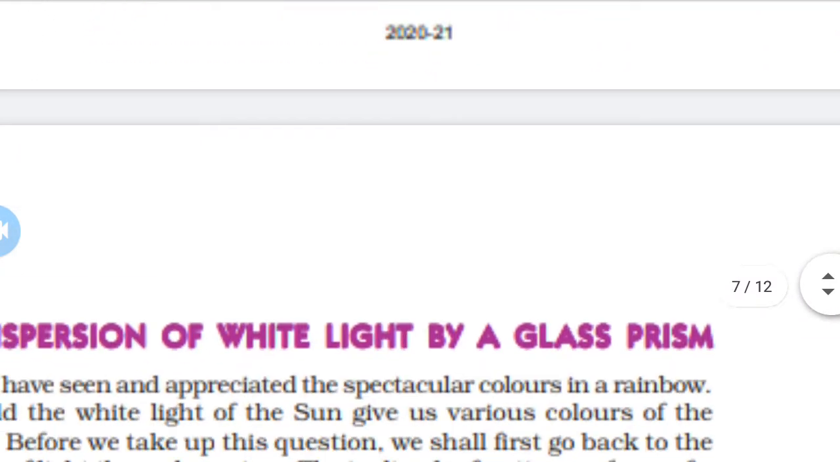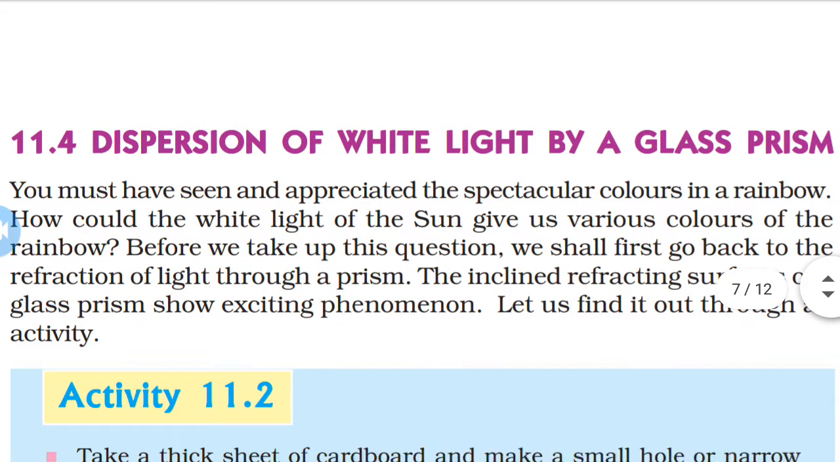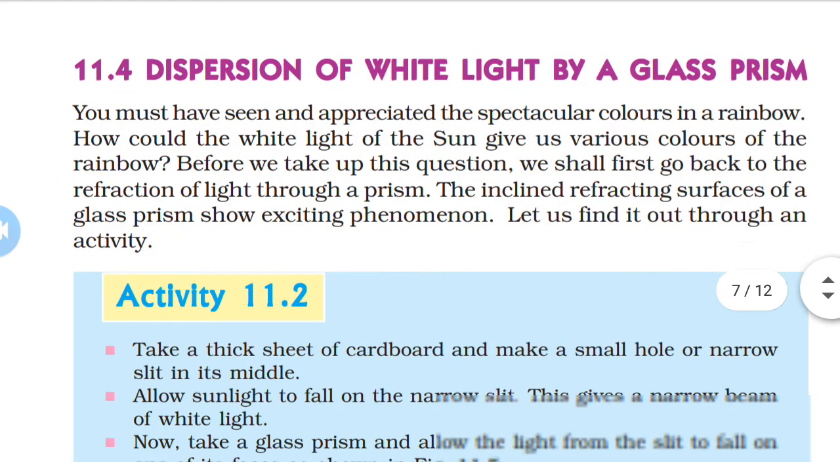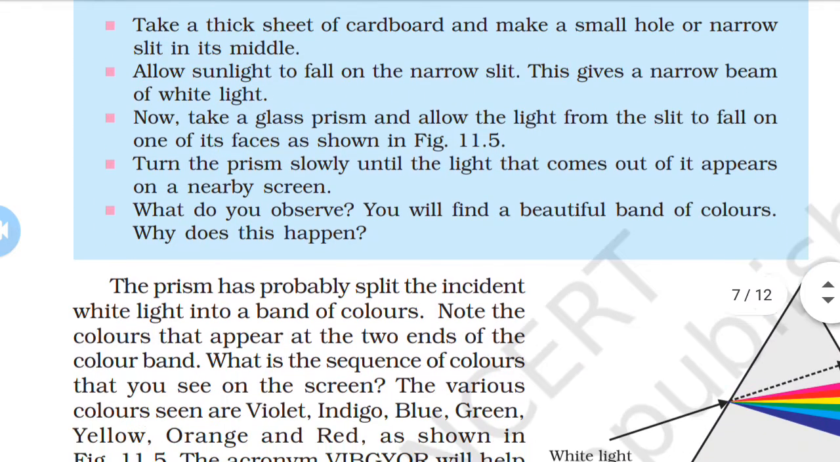Now the next topic is the dispersion of white light by a glass prism. So this topic is very important for the board examination for you. Okay, that is 4 marks. This type of question will be asked in section D: explain the dispersion of white light by a glass prism. So it is most important, you prepare it very well.